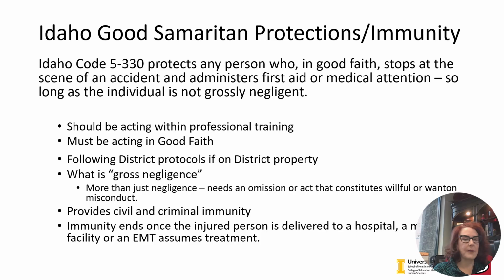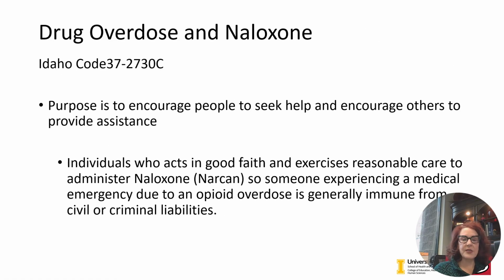There are also some other immunities that we're going to talk about, or some protections, and drug overdose and Narcan. This is also a specific provision in Idaho Code, 37-2730C, that creates an immunity for individuals who act in good faith and exercise reasonable care to administer Narcan to someone experiencing a medical emergency due to an opioid overdose. And the statute creates immunity for the poke.